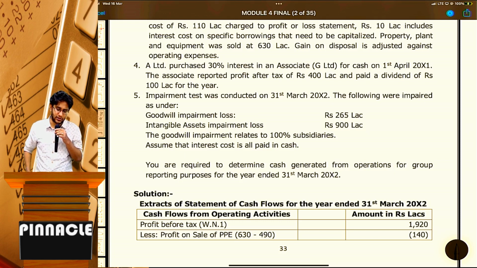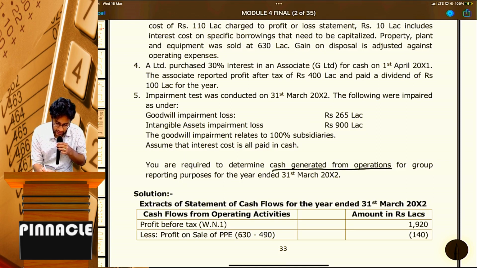Assume that all the interest cost is paid in cash. It doesn't matter whether it is paid or not. Why it doesn't matter is, anyway it is financing activities. Whether it's paid or not, who cares? Anyway, I'll add it back. You are required to determine, the question is only this: cash generated from operations. That's it.